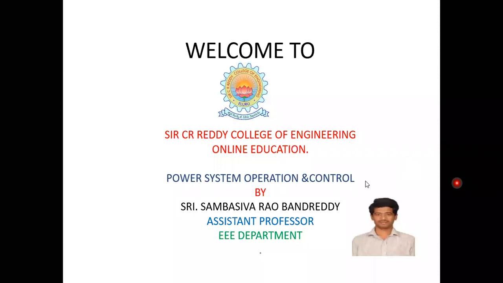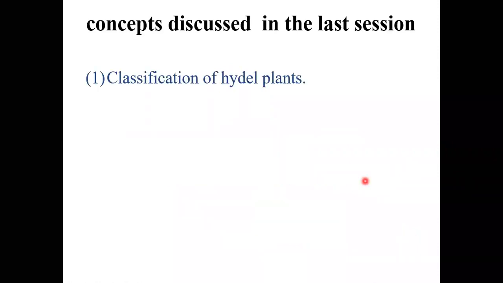In the last class we saw the classification of hydel power plants. How many types are there in the classification of hydel plants? Basically we have four types: the first is based on the head, the second is based on the installed capacity, and the third, the most important, is based upon the availability of the water. In this one, we have four types of power plants: reservoir type, pumped storage plant, run-off river without pondage, and run-off river with pondage.